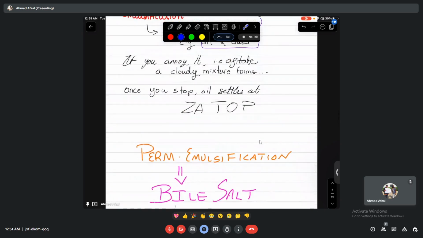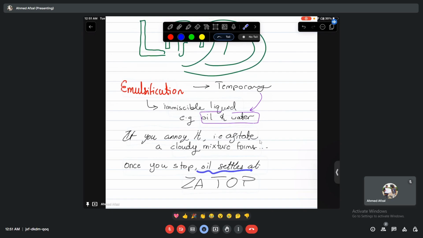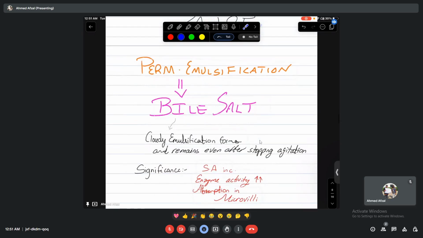Okay, so that's about it. This was the first test, emulsification. Immiscible liquid, for example, oil and water. So this is a temporary form of emulsification. How is it temporary? If you continue shaking it, it would remain as a cloudy mixture. But when you stop, there would be a layering happening. For permanent emulsification, you would use a bile salt, right? And why is this useful? It's useful in multiple ways. It's most importantly useful for enzyme activity because breaking down the lipids into small droplets would help out in the absorption as well.